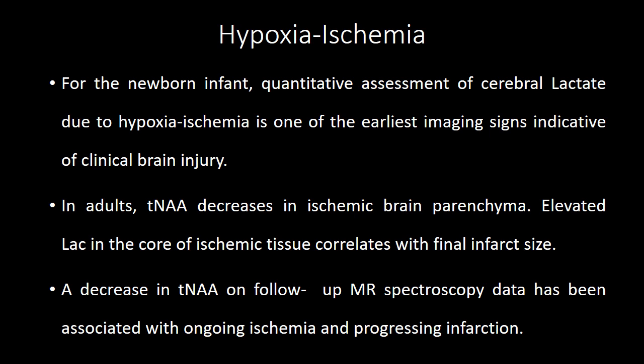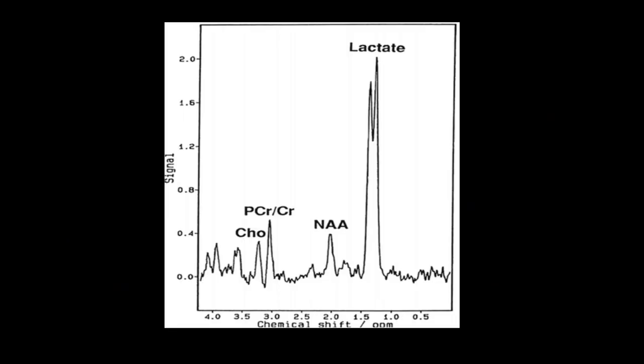Elevated lactate levels in the core of ischemic tissue correlates with the final infarct size. A progressive decrease in NAA on follow-up MR spectroscopy is associated with ongoing ischemia and progressive infarct. This was a case of left MCA territory infarct. Spectroscopy was done after 24 hours of the onset, and it showed an elevated lactate and decreased NAA levels.